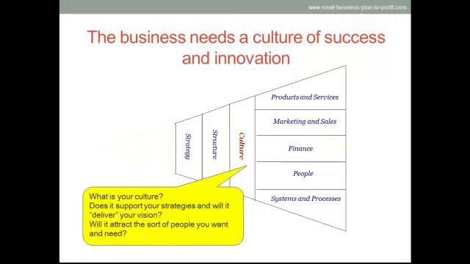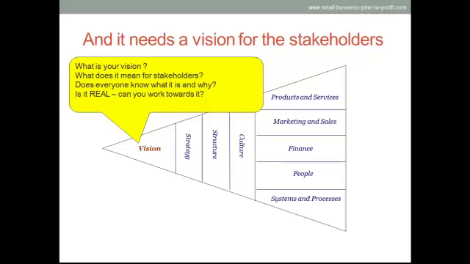I know that's a cringe factor as a small business person listening to this type of message, that we don't want to get there, we don't want to be big business. Well, what I'm saying to you is that you will get to a point in your growth cycle where culture becomes absolutely vital to the long-term success of your business.